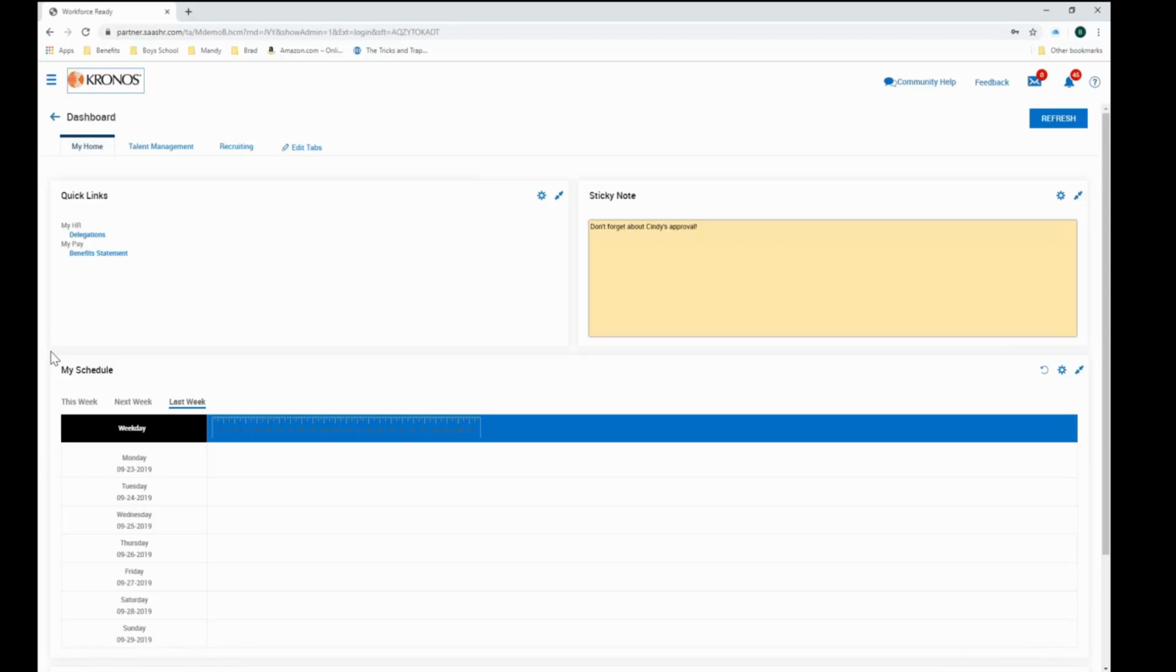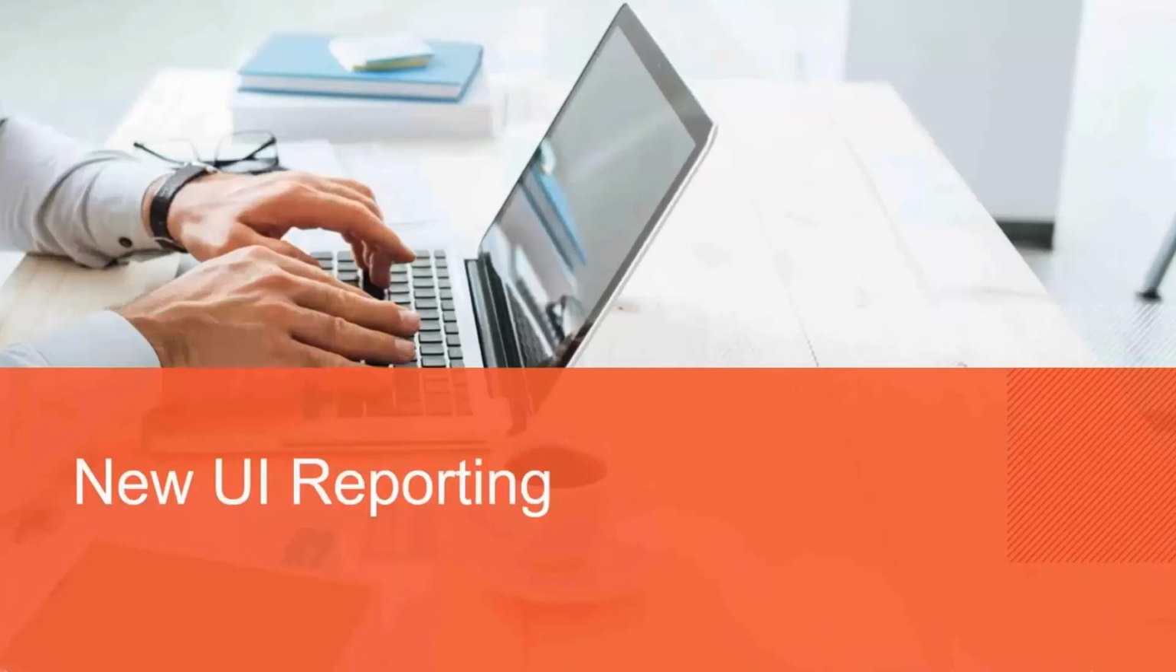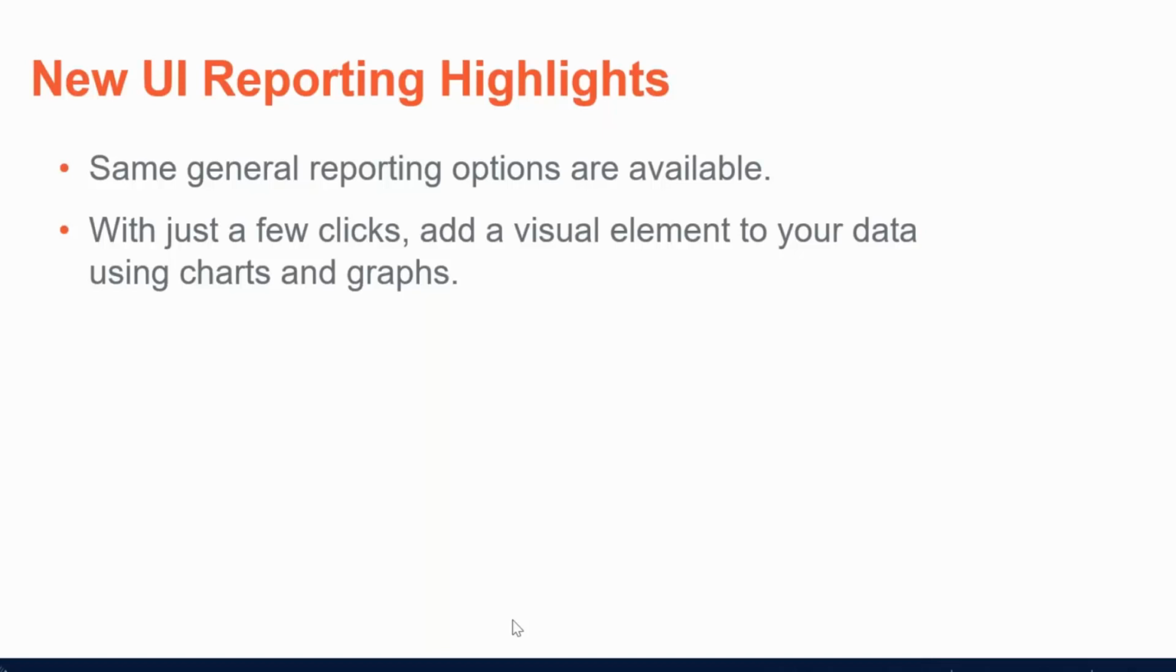Let's jump back. Let's talk a little bit about the reporting side of things within the system, and then we'll jump back in the demo environment and show you within the system. So overall, same general reporting options are available. There hasn't been significant changes from an availability standpoint. What you could do in Classic, you can do now in the new user interface. The big bonus or the big wow factor, especially that our executives love and our administrators love to be able to give our executives, is that visual element that you can do using charts and graphs within the system.